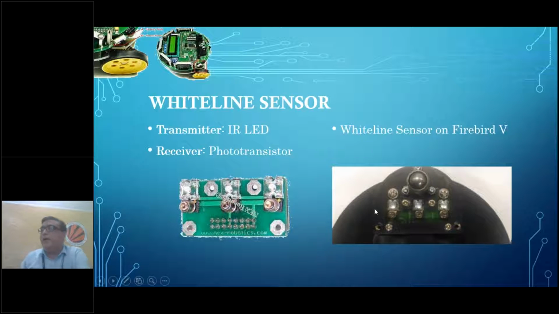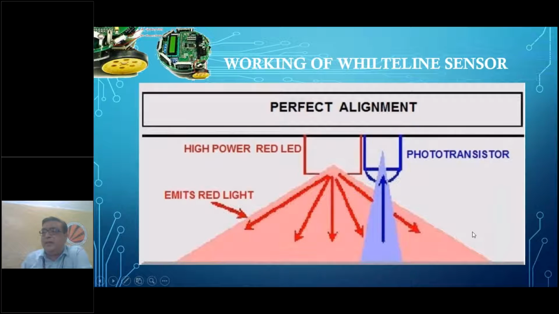Now, how does this white line sensor work? Here you can see this is the wheel, and these are the two white line sensors. One is for the white line, and the second one is the photo transistor. So the IR light emits red light on the surface.